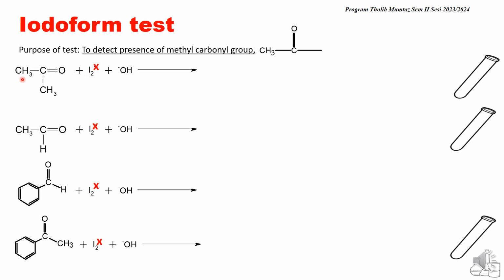This is ketone, and this ketone has CH3 C double bond O, which is methyl carbonyl. So yes, this will undergo iodoform test. The way to draw the product is only the methyl part will become O negative, and the rest of the structure remains the same. The side product for this iodoform test is CHI3 or iodoform precipitate, which gives us the observation yellow precipitate formed.